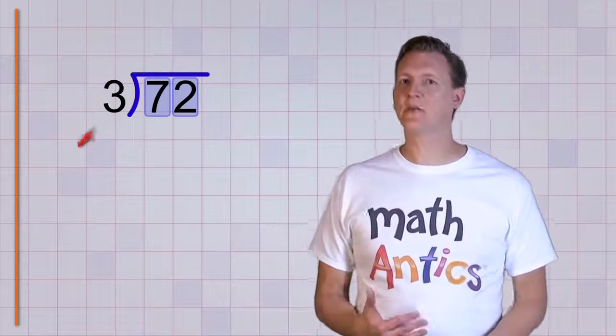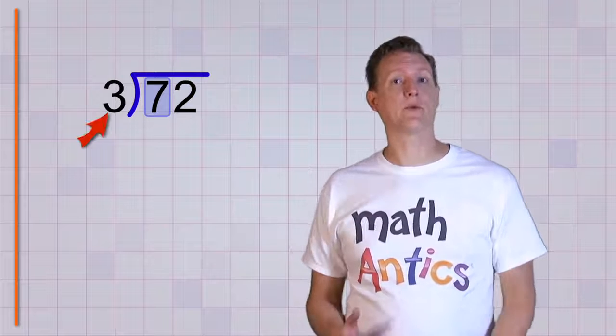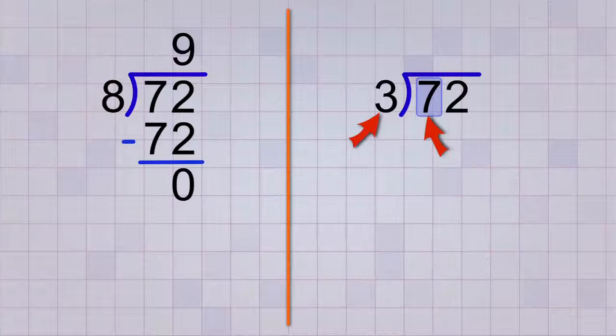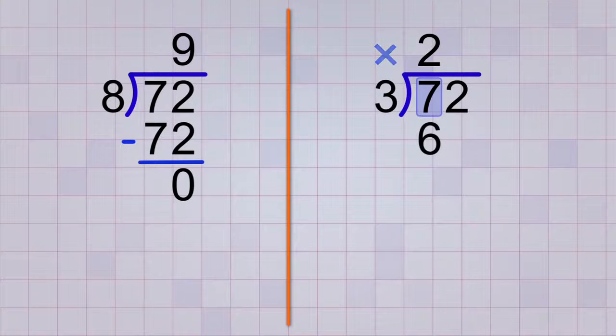Instead of asking how many 3s make 72, let's just focus on the first digit and ask how many 3s does it take to make 7. Ah, that's easy. 2 3s would give us 6, which is very close, so let's put a 2 in the answer line right above the 7. Then we multiply 2 times 3, and that makes 6, and we subtract 6 from 7 to get a remainder of 1. Now for the second step.